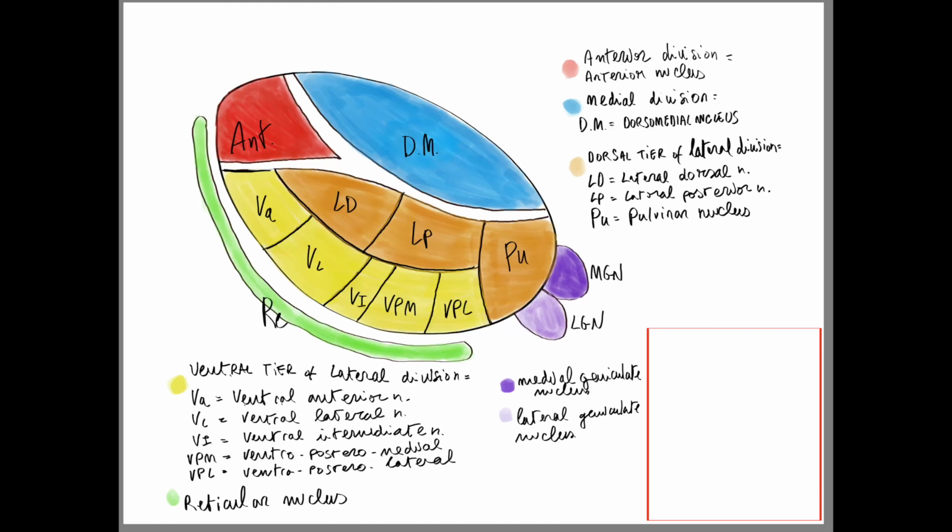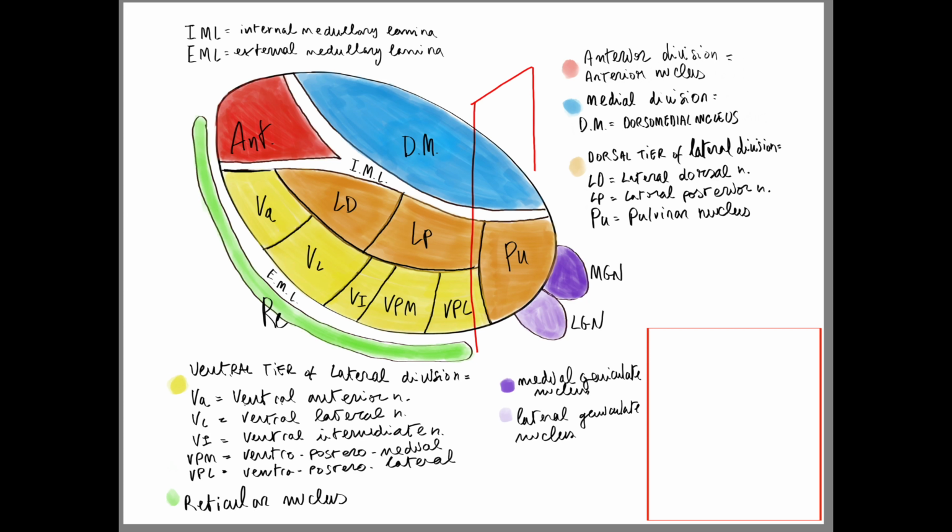As you will have noticed, there are these white spaces in between the divisions. These are the white matter fibres that actually divide the thalamus. The Y-shaped white matter is the internal medullary lamina. In between the ventral tier and the reticular nucleus, we have the external medullary lamina.